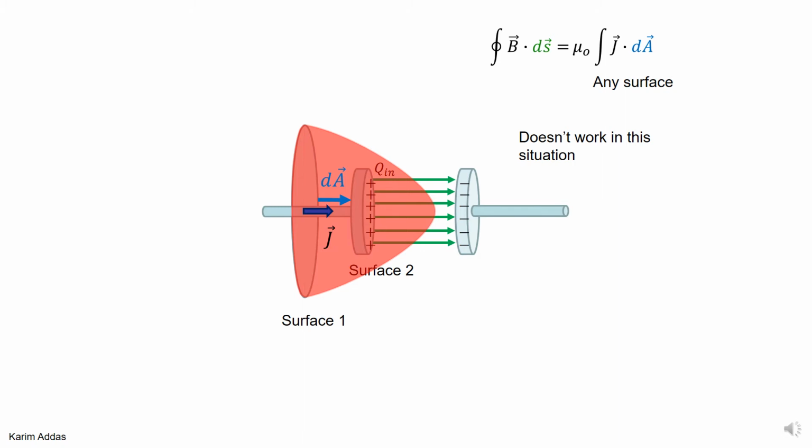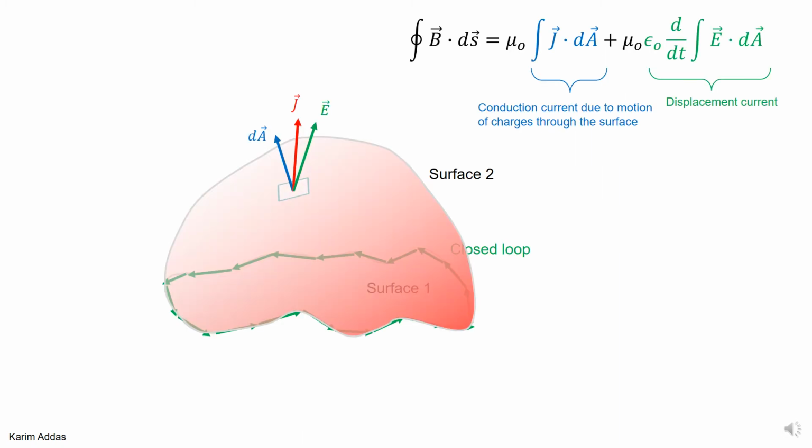So there's a problem. And the solution to the problem, what was proposed, is what if we add a new term called the displacement current? This is the conduction current that we talked about before. Let's add a new term called the displacement current. And let's see what the displacement current looks like. You're integrating E dot dA through the surface, the same surface that you're calculating integration of J dot dA through. So this is a surface integral.